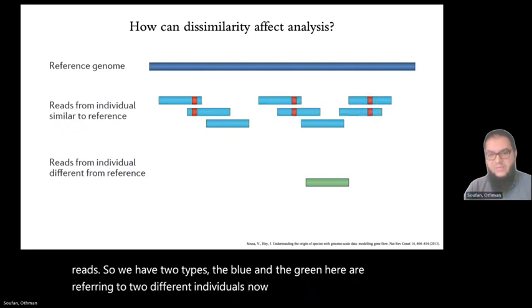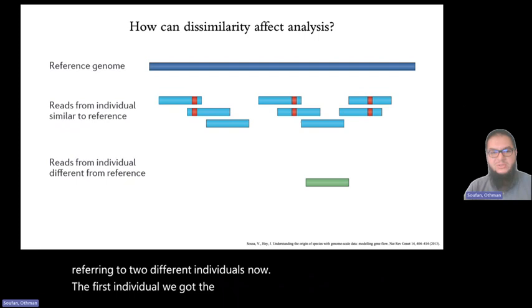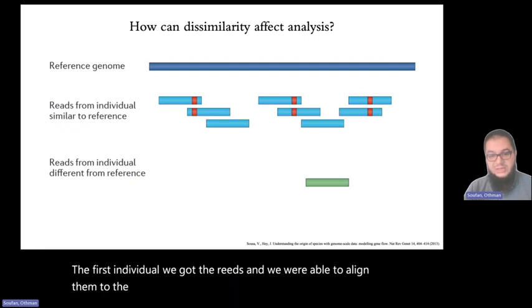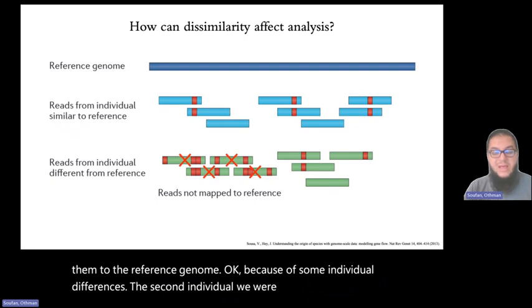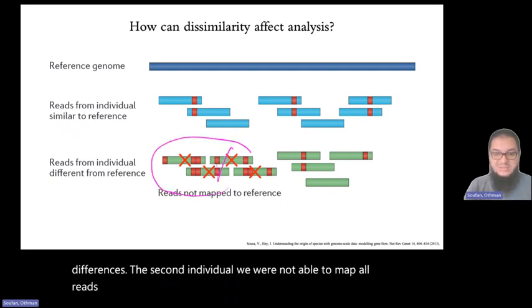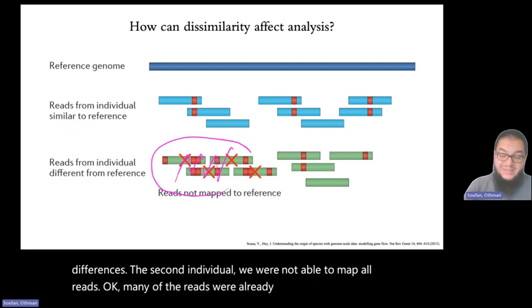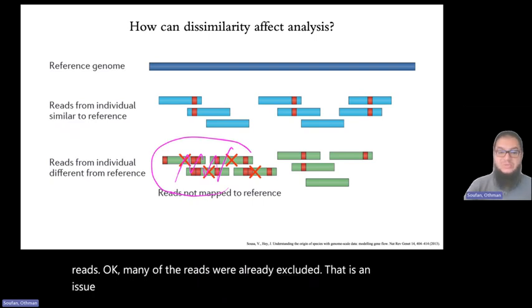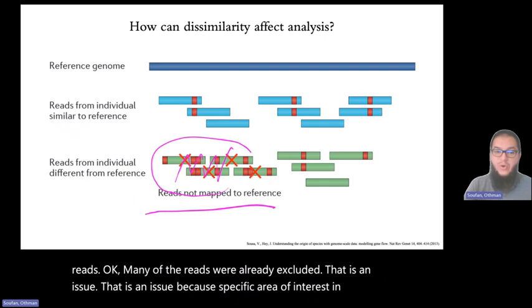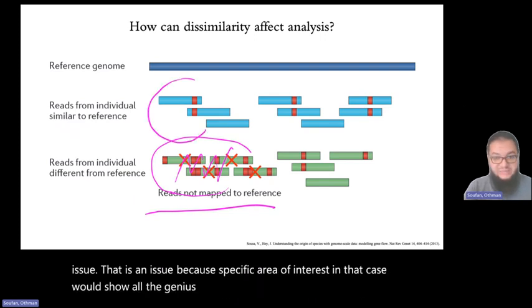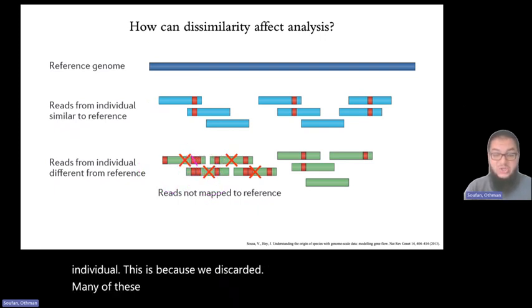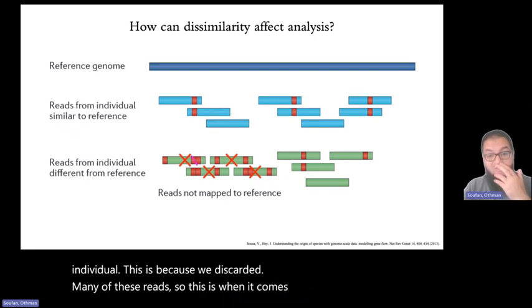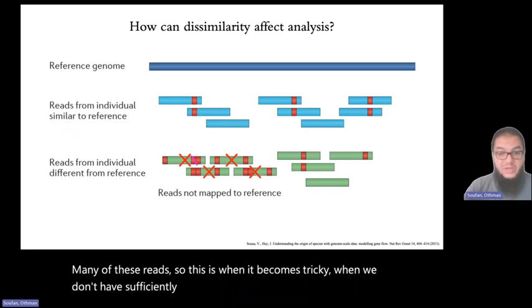Now, for the first individual, we got the reads and we were able to align them to the reference genome, okay? Because of some individual differences, for the second individual, we were not able to map all reads, okay? Many of the reads were excluded. That is an issue, because a specific area of interest in that case would show, oh, the gene is expressed in this individual, not in this individual. This is because we discarded many of these reads. So this is when it becomes tricky, when we don't have a sufficiently representative reference genome.